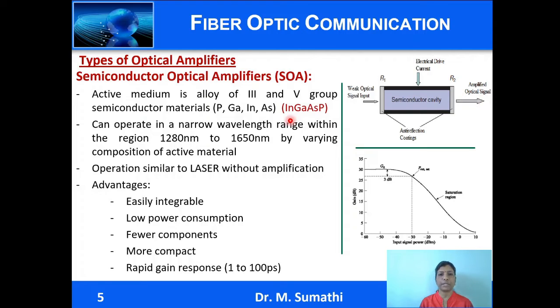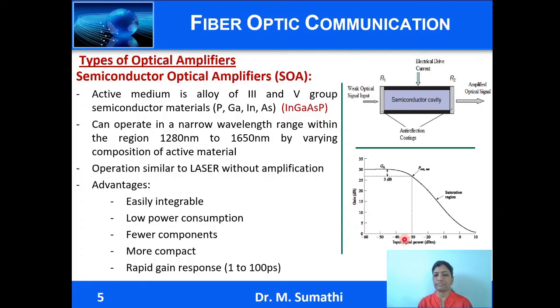So the active medium in a semiconductor optical amplifier is an alloy of third and fifth group elements, and indium gallium arsenide phosphate is a popularly used active medium. By changing the composition of the active medium, the wavelength of operation or the wave range of operation of the amplifier can be varied. So this semiconductor optical amplifier is similar to a laser without amplification.